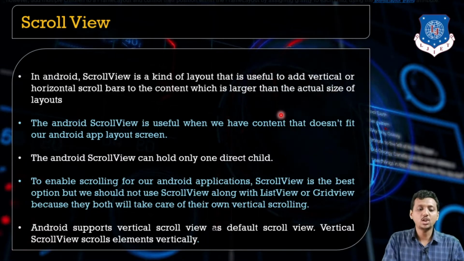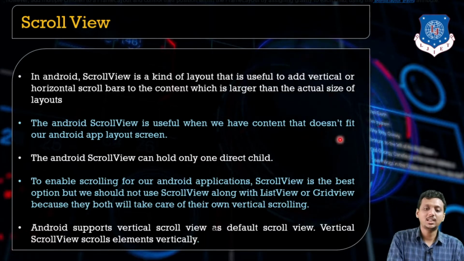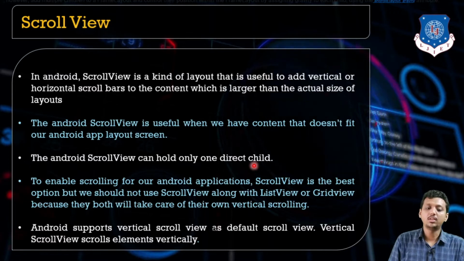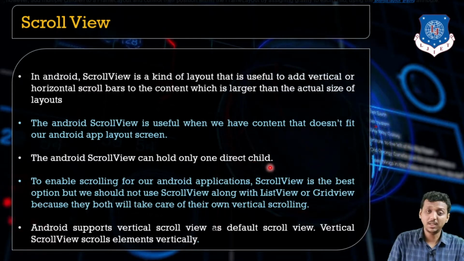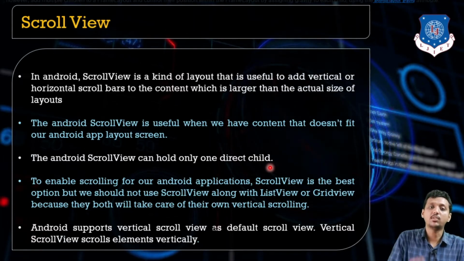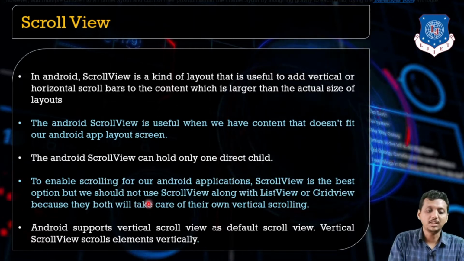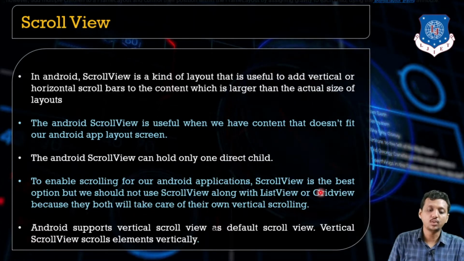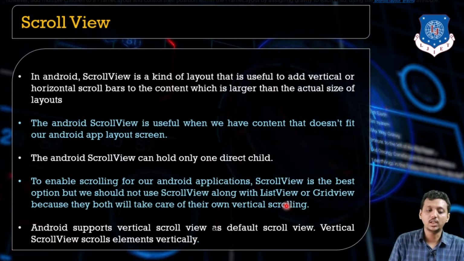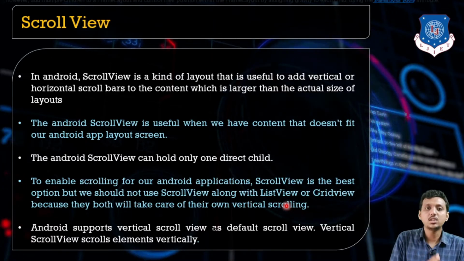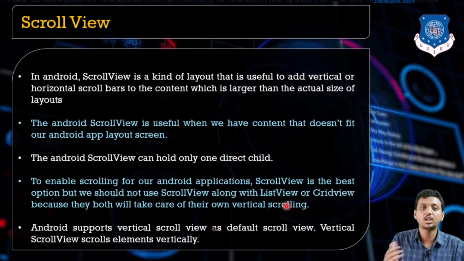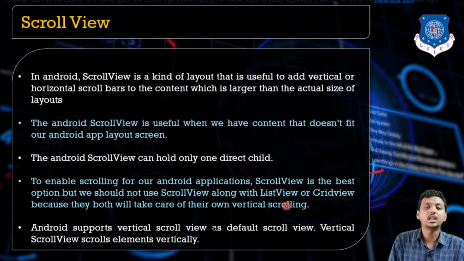Now, the Android scroll view is useful when we have content that doesn't fit our app layout screen. The Android scroll view can hold only one direct child. That means once you implement the scroll view, inside it we should have only one direct child. To enable scrolling for our Android application, the scroll view is the best option, but we should not use the scroll view along with the list view and the grid view, just because the list view and the grid view have vertical scrolling by default.